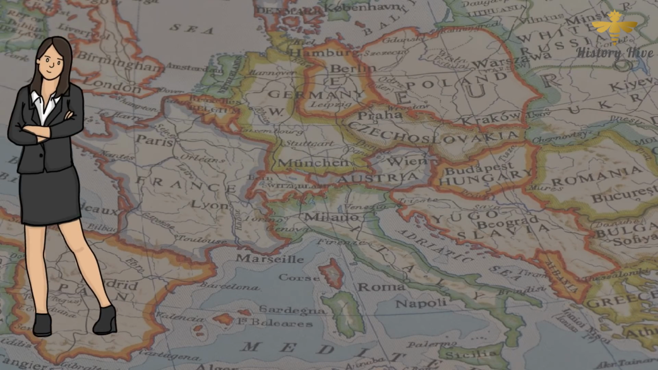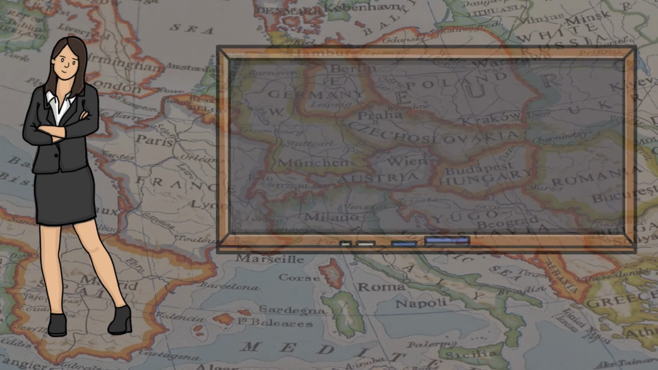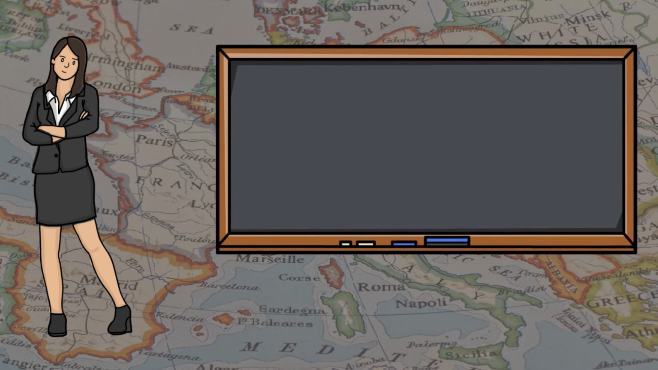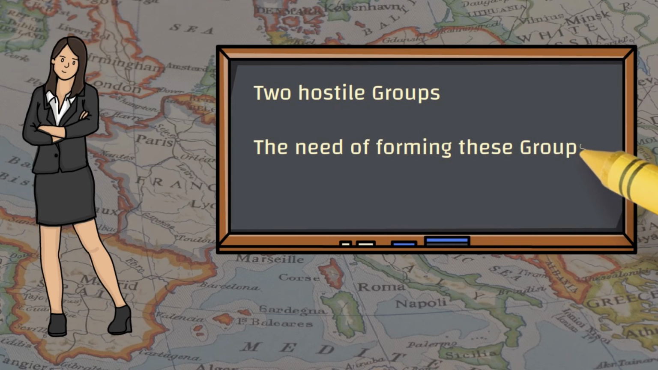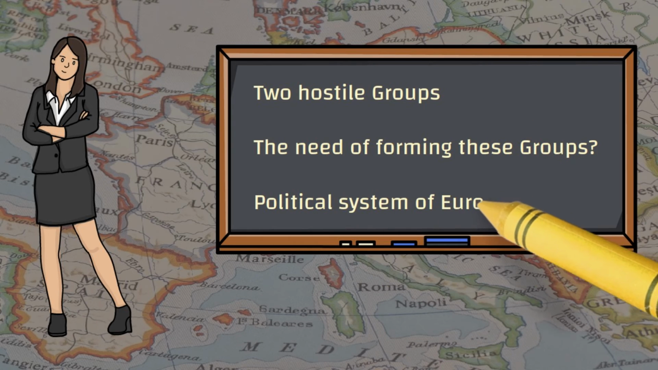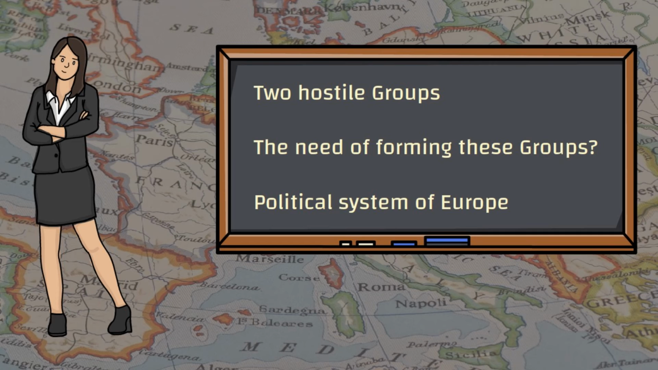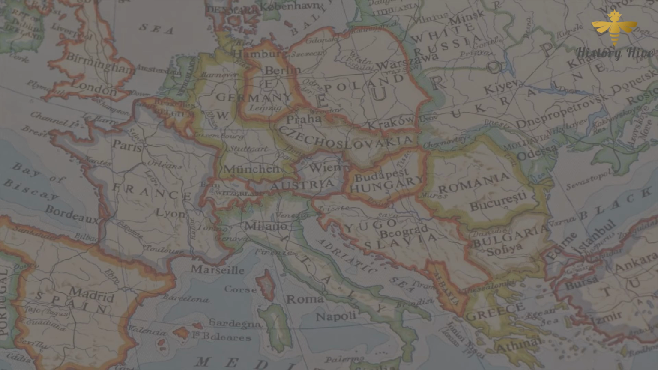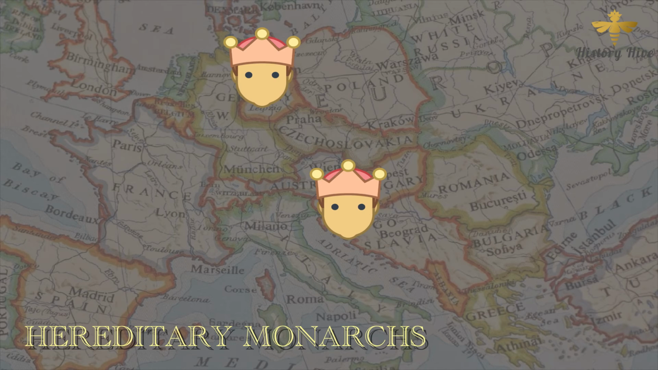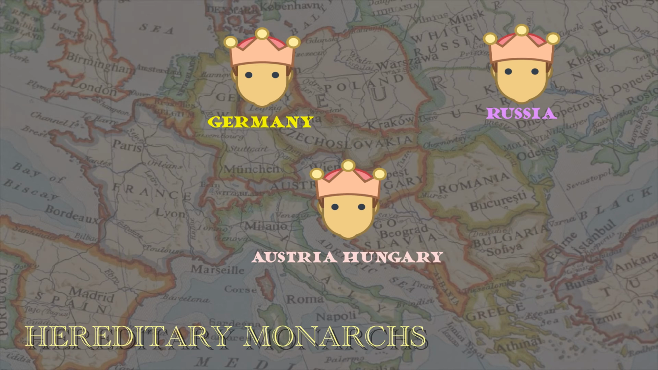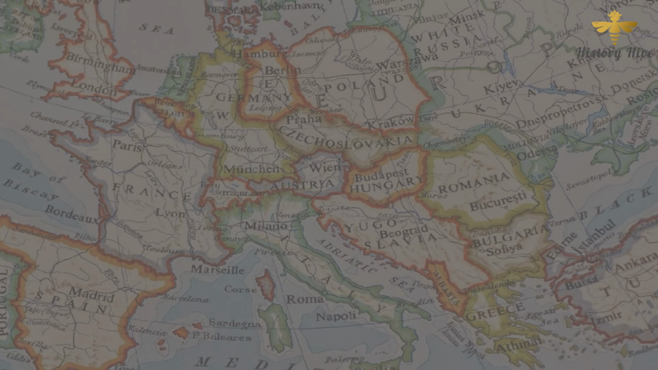Let's take a look at how Europe was divided and formed two hostile groups. Let's go back a little and know about the political system in Europe. This will tell us about why they made friends and with whom. Most European states were ruled by hereditary monarchs. In Germany, Austria-Hungary, and Russia, these monarchs retained their monarchy even though there existed elected parliaments.